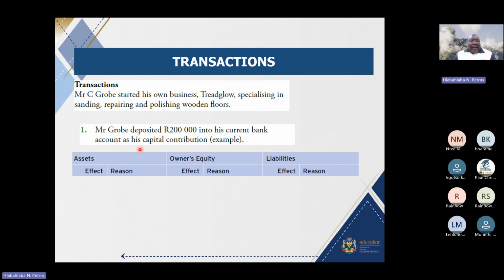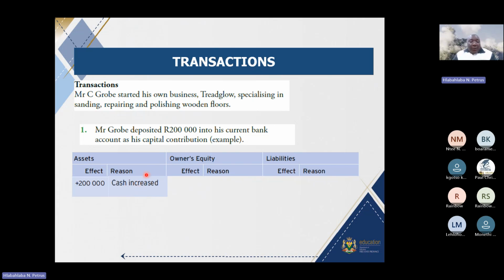Now, the owner is depositing 200,000 into the current account of the business. Now, the effect, we are talking about the 200,000 here. 200,000 is plus 200,000 under the effect. Why? Because when you deposit the money into the bank account, the bank is going to increase. The reason is cash increase. You can either say bank increase or cash increase.